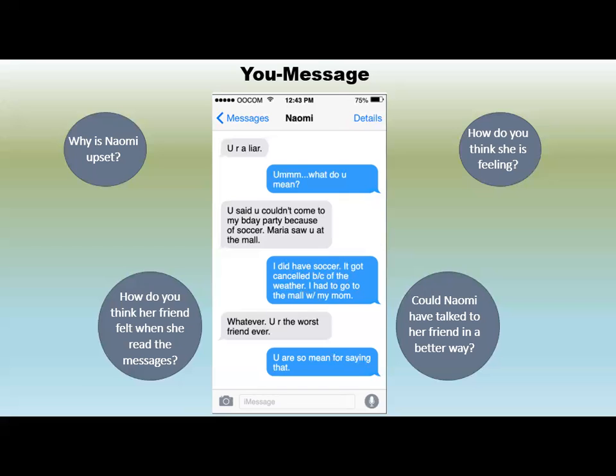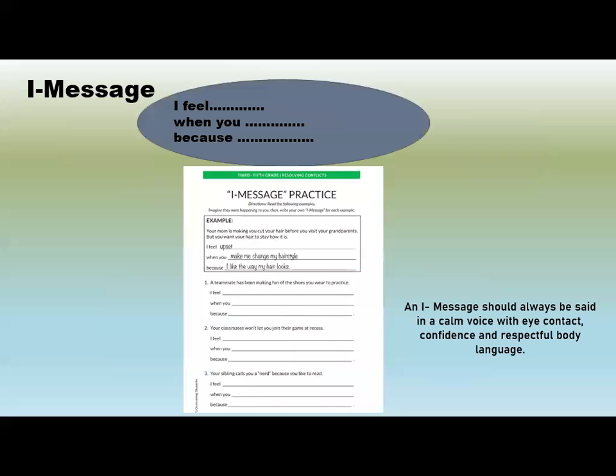So effective communication is the key to resolving conflicts. When people are upset or angry, they often accuse others of doing things and use you messages instead of explaining how a person's actions made them feel. So we are going to turn these you messages into I messages. Okay, the best way to express yourself is through an I message.